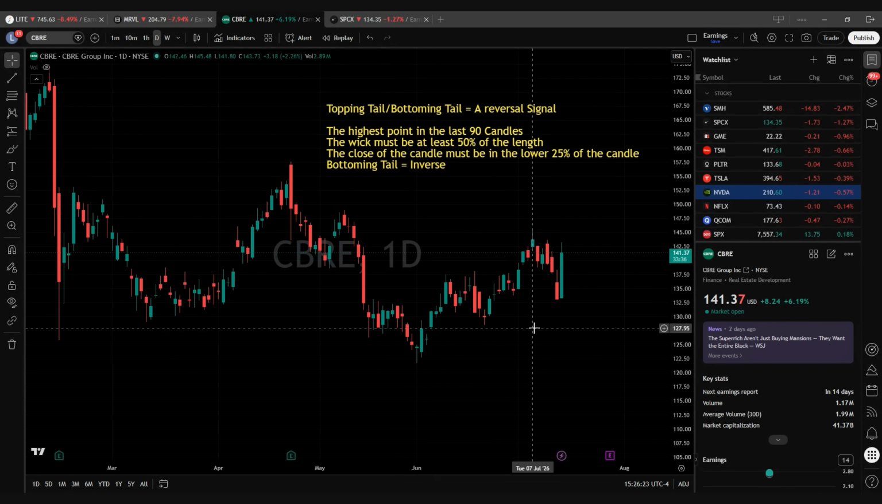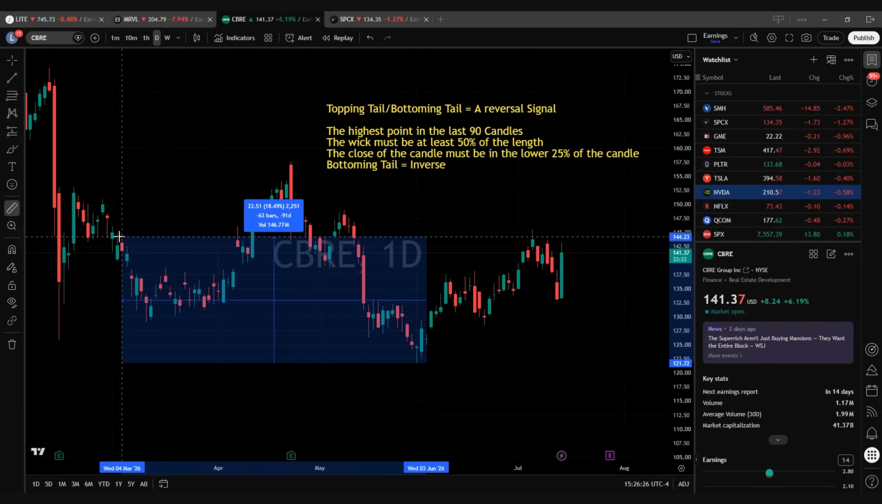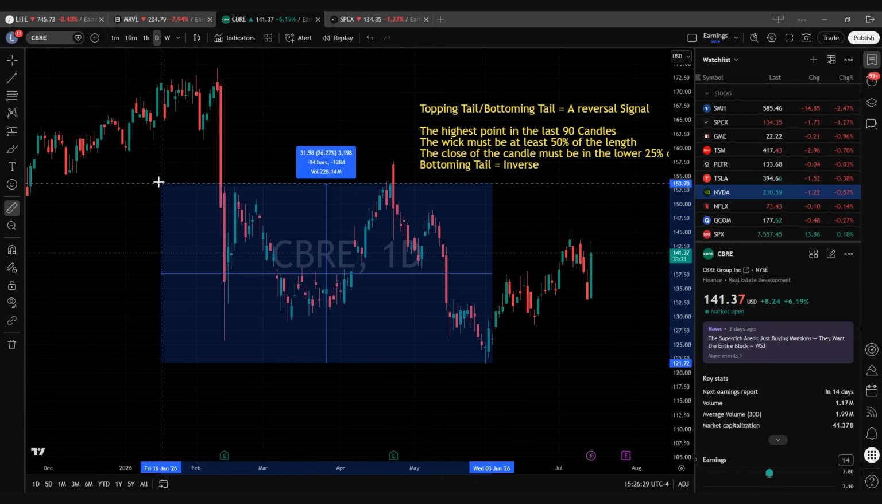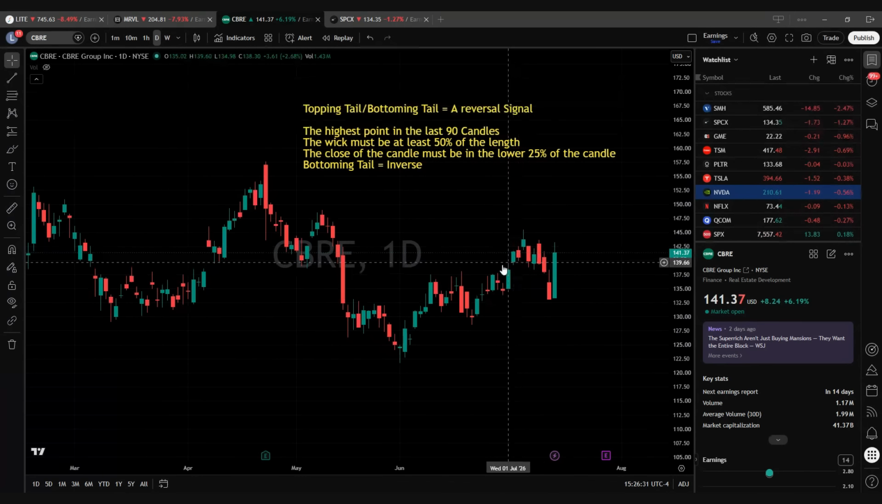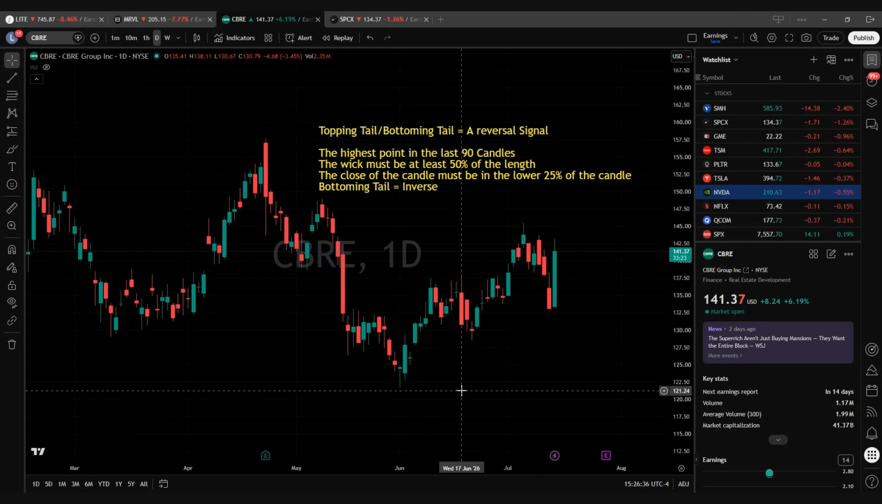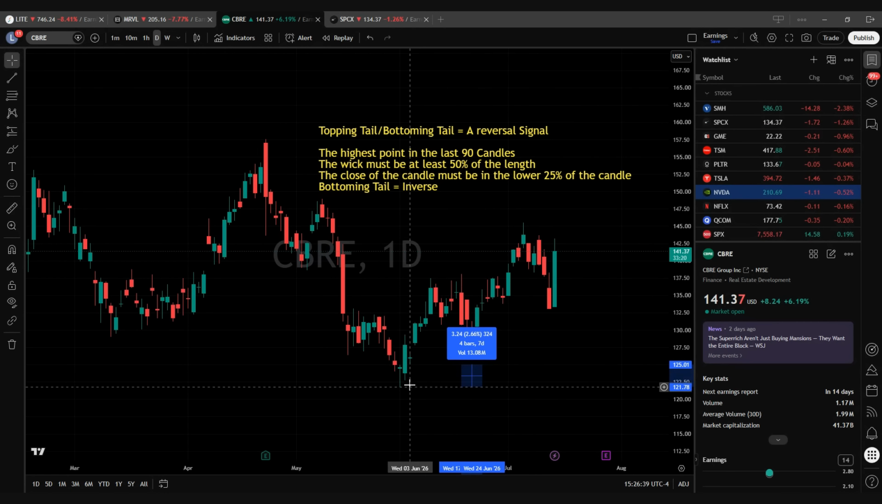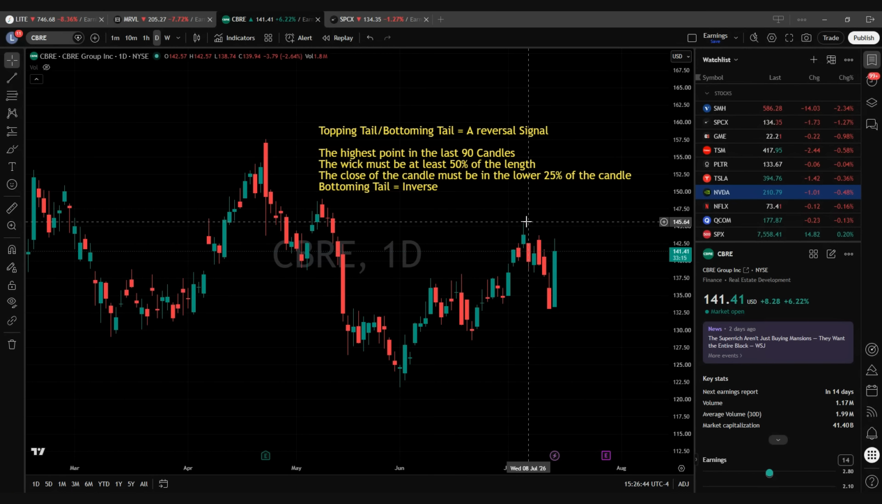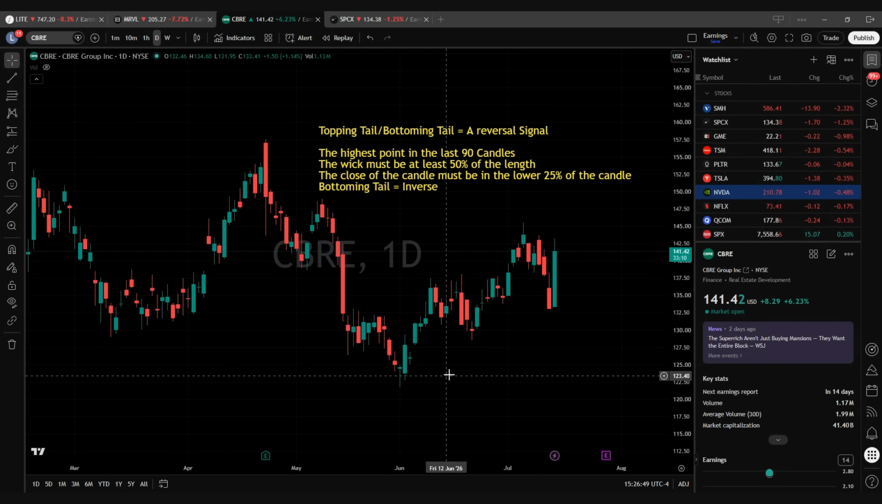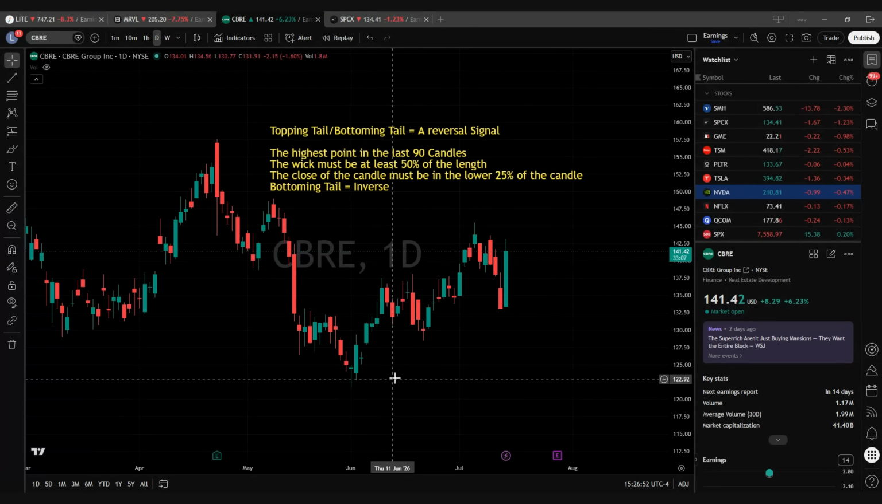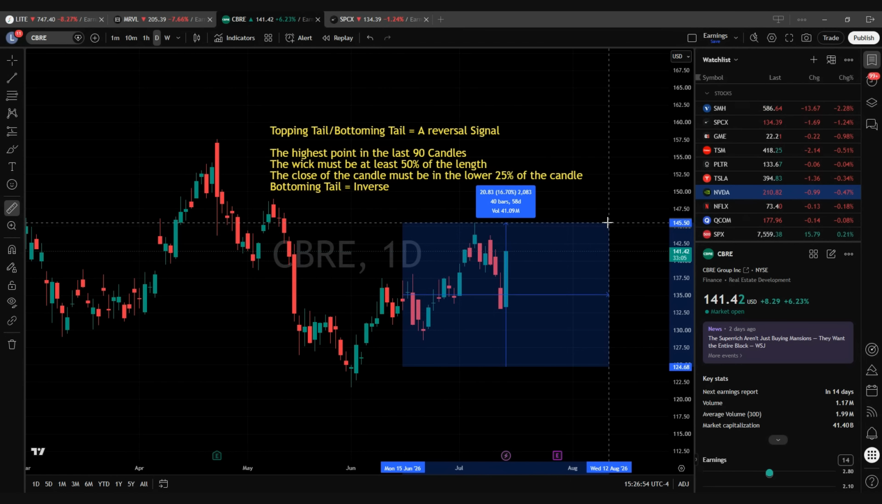Let's go through our checklist again. It is the lowest point, because it's inverse, in the last 90 candles. Sure. The wick is at least 50% of the entire candle, correct? And we close in the top, not the lower, but the top 25% of the candle. And you saw from that bottoming tail about a 16.5% move to the upside.